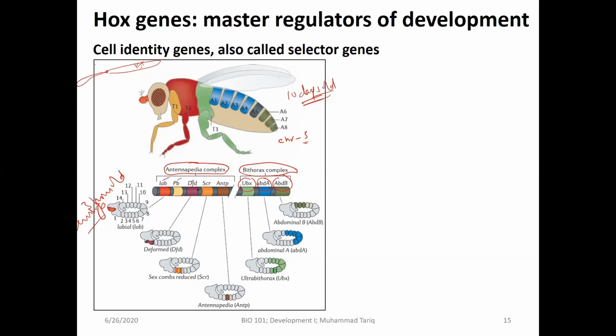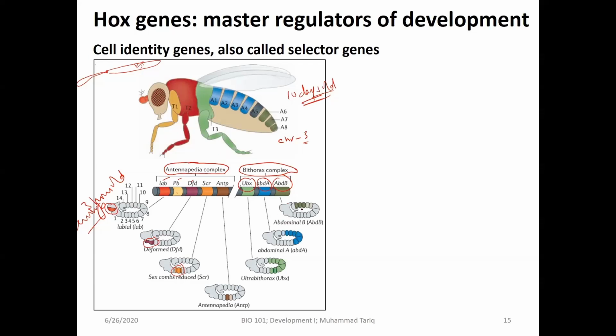You don't need to memorize the names. What is important? These genes are expressed in specific segments. Look, labial is expressed only in segment 1. Proboscipedia in the next, deformed here. Sex combs reduced here, and so on. And you have UBX, ABDA, ABDB, and they are called master regulators of development or selector genes because they finally lock the identity of individual segments.